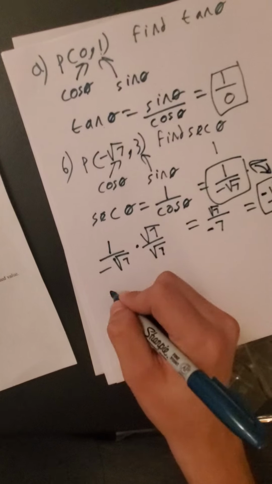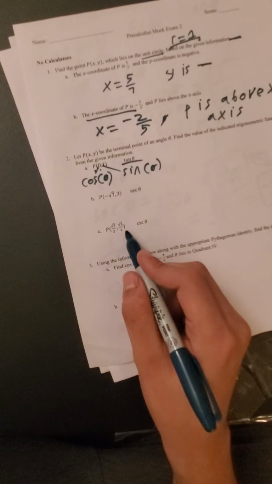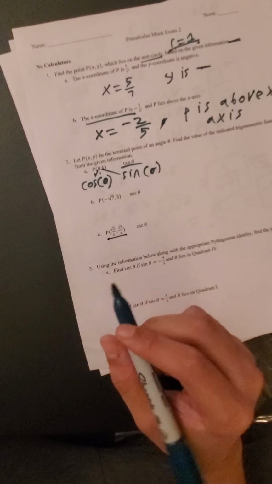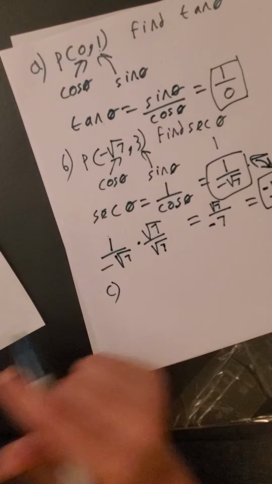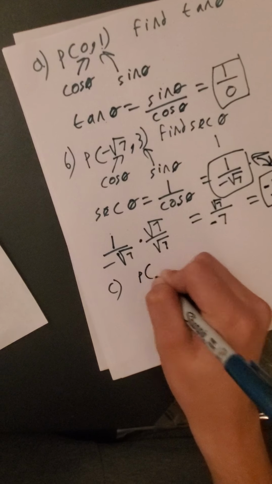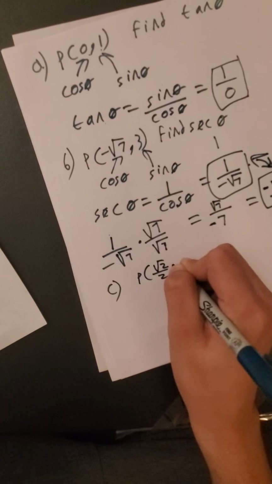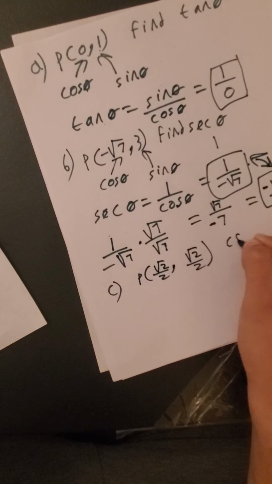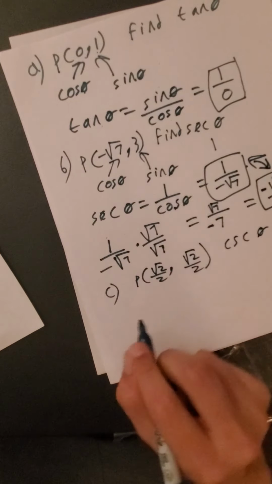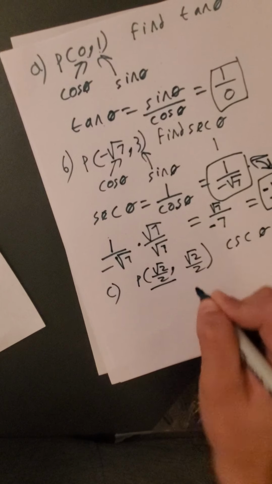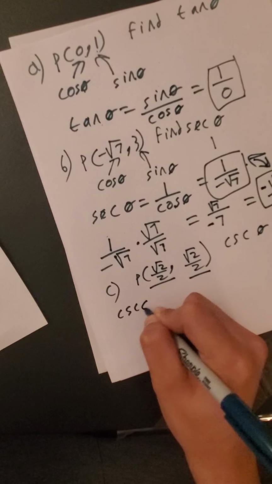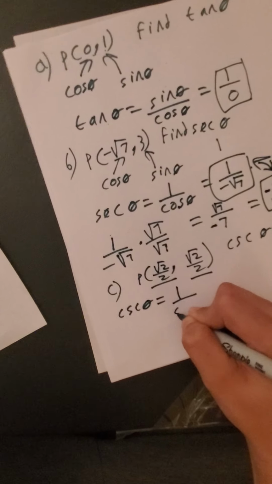Okay, for part C, they gave us that the point is square root of 2 over 2, comma square root of 2 over 2, and they're asking us to find cosecant of theta. P of square root of 2 over 2, square root of 2 over 2, cosecant of theta. Okay, so we know that this is cosine of theta, this is sine of theta, and we know that cosecant of theta equals 1 over sine of theta.